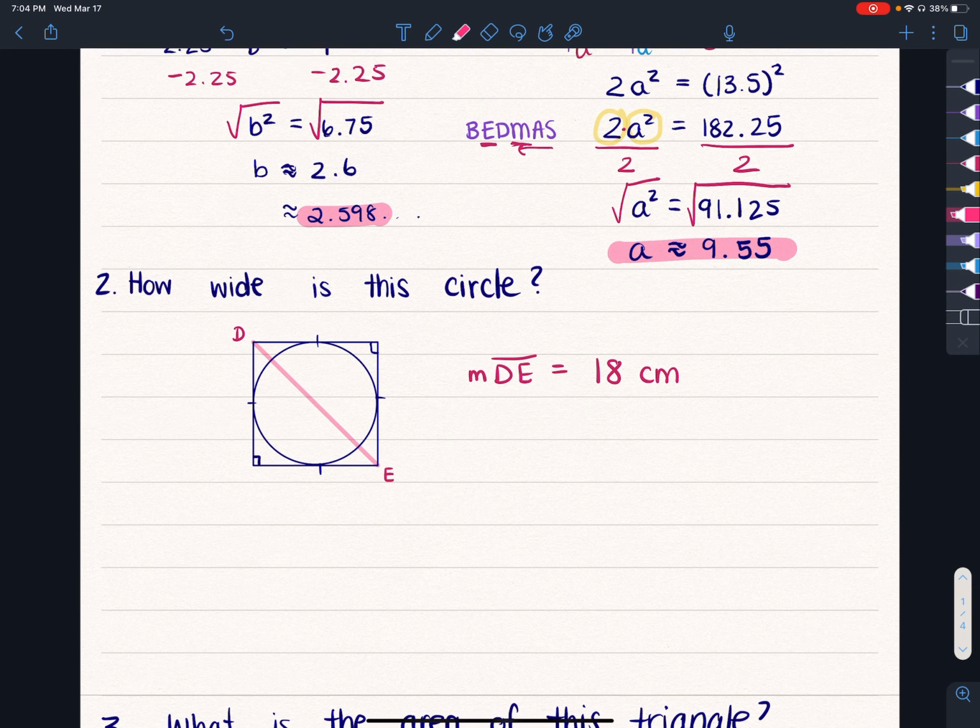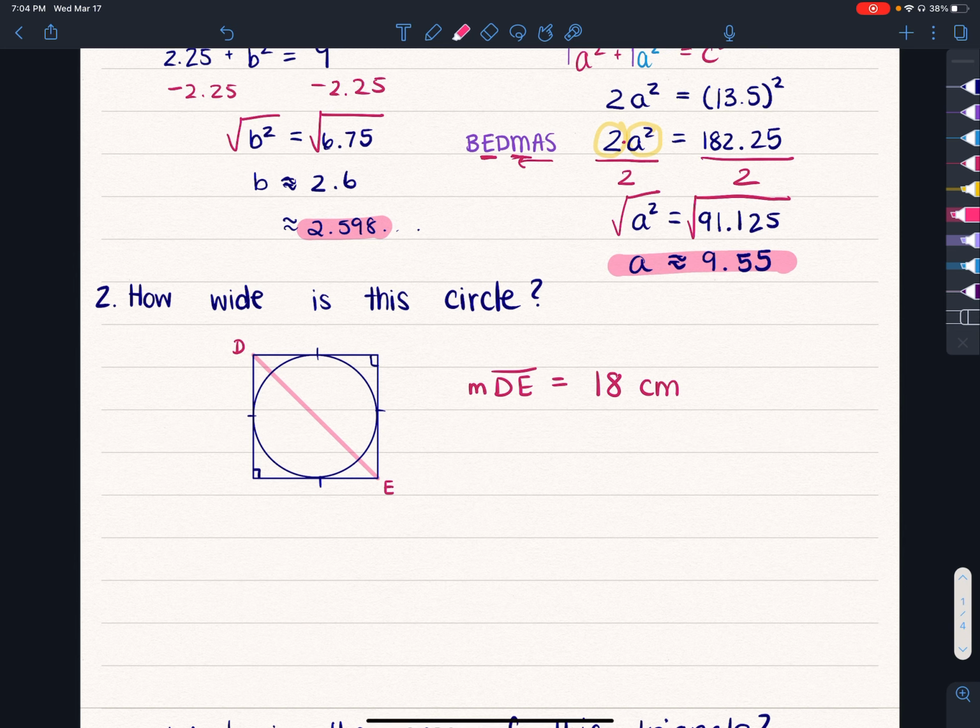Now we're on to question number 2. How wide is this circle? So here's our circle. It's inside a square. And you are being told that the measurement of DE, that's this diagonal line right here, is equal to 18 centimeters. So now we need to figure out, what is the widest part of the circle? The widest part of the circle is right down in the middle here. Right, so it's the diameter of the circle.